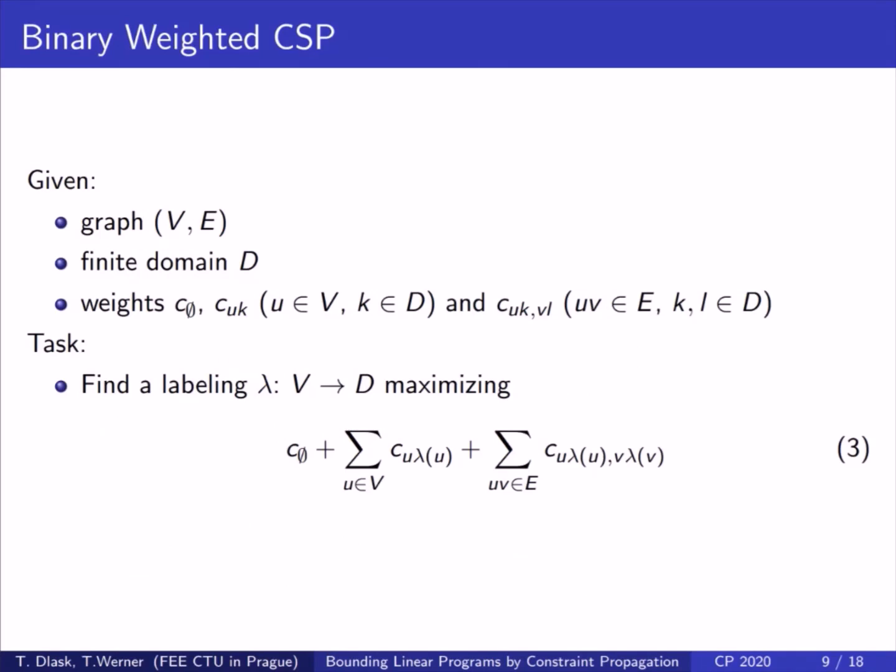We will now recall the binary weighted CSP and describe how the virtual R consistency algorithm is subsumed by the previously introduced procedure. In binary weighted CSP, we are given an undirected graph where the nodes correspond to variables and edges to pairwise factors. We are also given a finite domain D and weights C. The task is to find a labeling from the set of nodes to the set of labels, which maximizes expression 3.